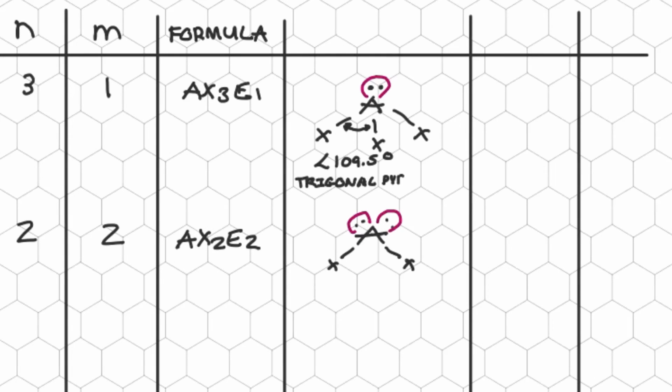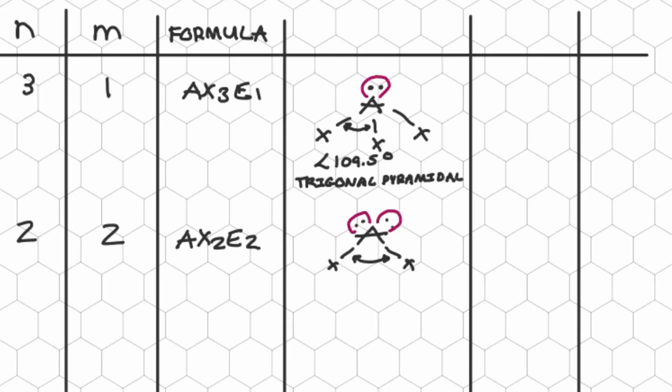The name of this structure is not bent or tetrahedral. It is trigonal pyramidal, because if you think of it in a 3D shape, it is more like a pyramid. And we get to the last structure, AX2E2: 2 neighboring atoms and 2 lone pairs. Now, as you see, we put the 2 lone pair electrons on top and 2 neighboring atoms in the bottom.